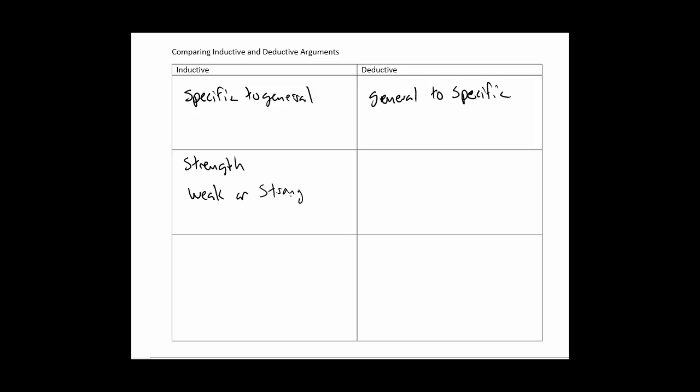Okay, so let's compare these ideas. Inductive is when we go specific to general. Deductive is the reverse of that: a general statement to a specific conclusion. We analyze an inductive argument on its strength, and it's either weak or strong. And we analyze a deductive argument on whether or not it's valid or sound, or valid and sound, sorry.